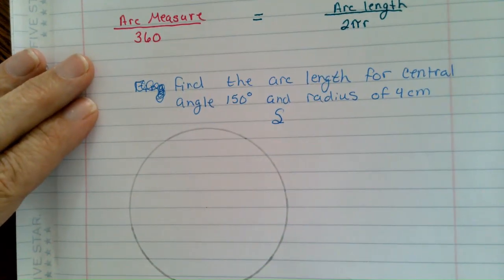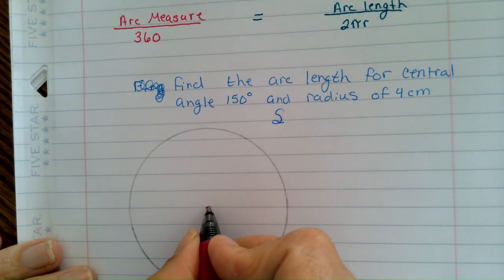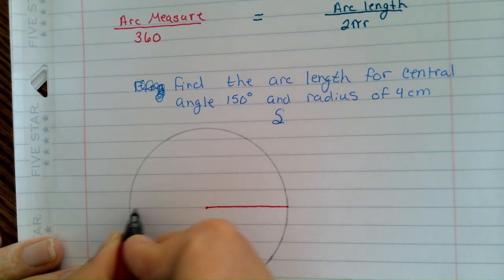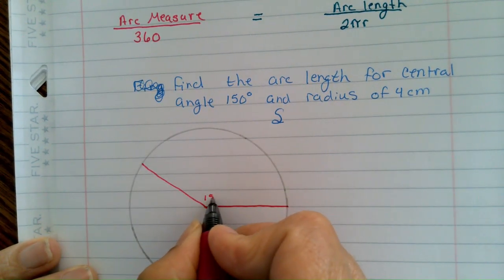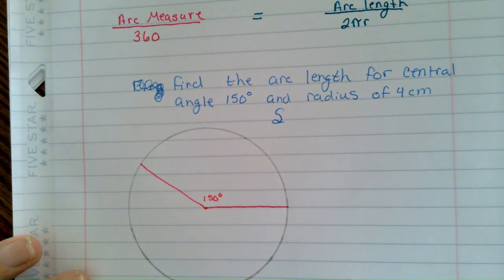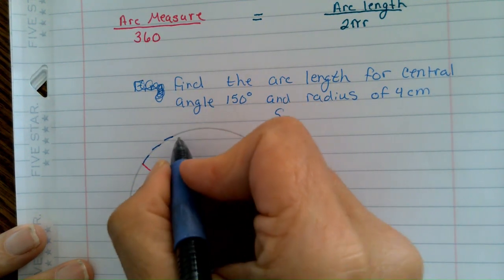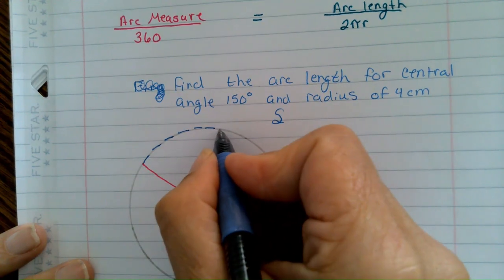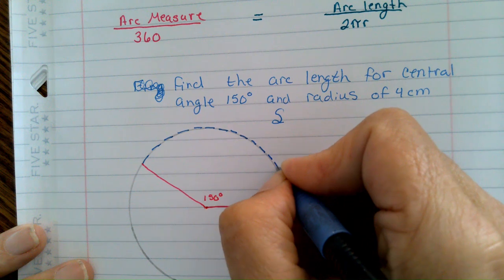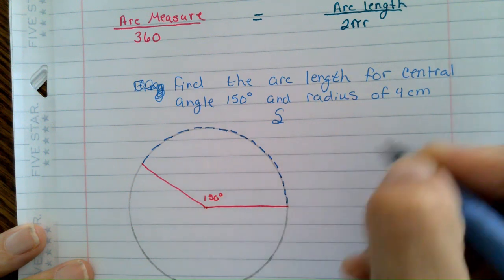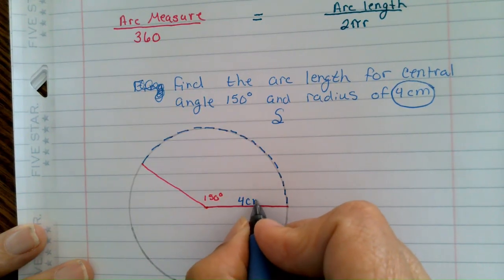So here's my circle. I just want to highlight what we're finding. So 150 degrees, there's 180, so we'll estimate it to be right here. So what they're asking us to find is how long is this? Not in degrees, because they said length. They don't want it in degrees. We know it's 150 degrees. They want it in centimeters.